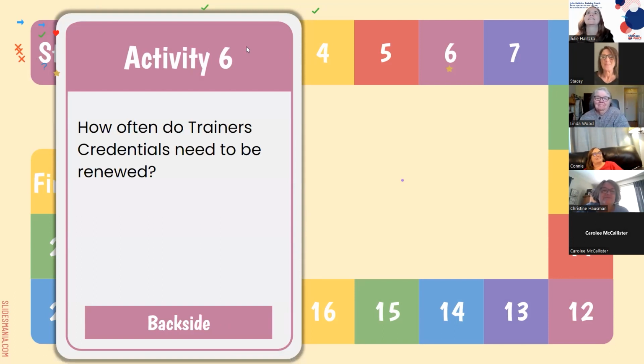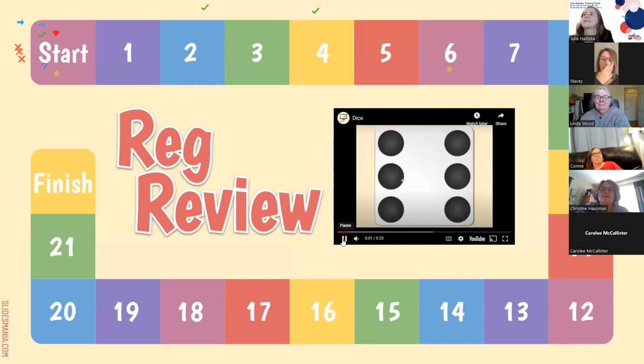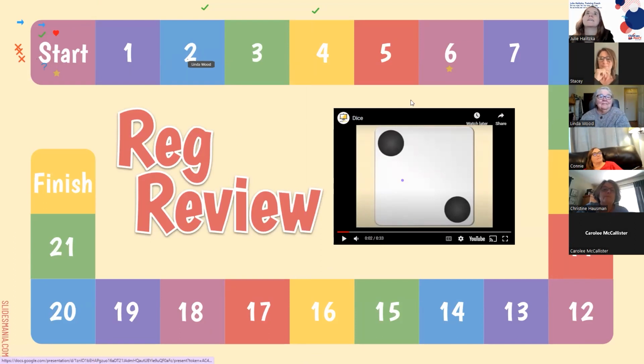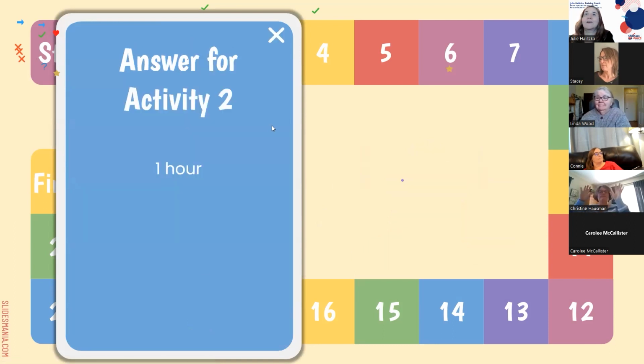All right. So let's see. And we're going to close, go back to the start. And Linda, your turn. You tell me when to stop. Stop. All right, 2. So make a mark on 2 with whatever your annotate is. Okay. And let's click on 2 and see what your question is. Trainings must be a minimum of how many clock hours? 1. Good job. Correct. All right. You get to spin again.